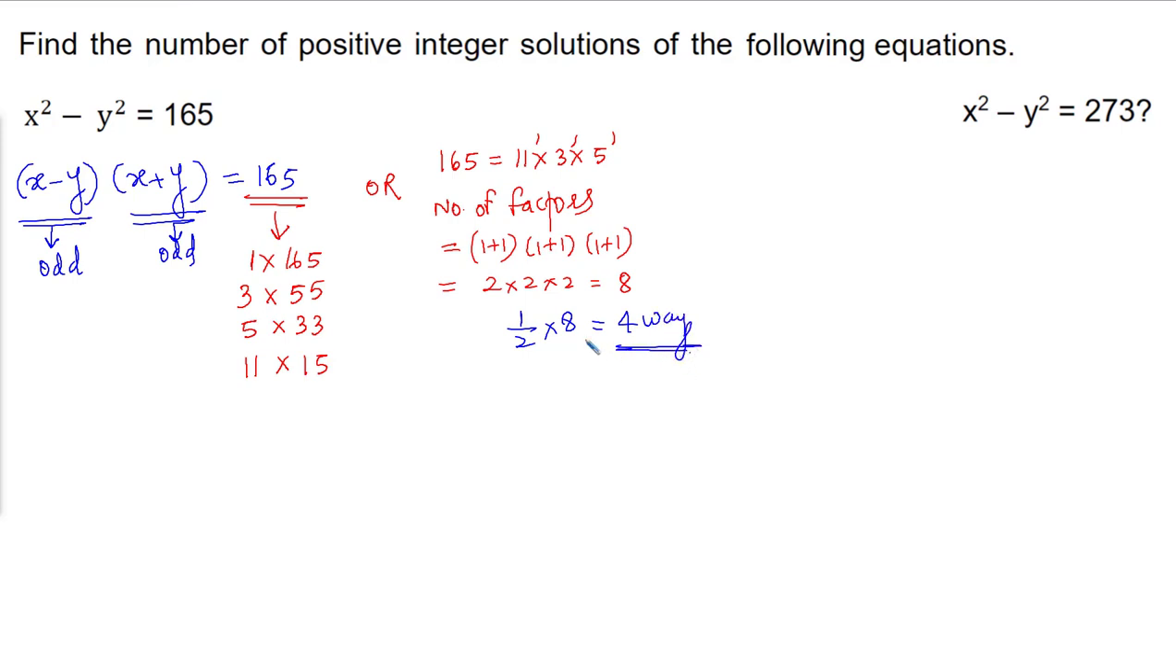Likewise, we can express 165 as a multiplication of two odd numbers in how many ways? In 4 ways, because 165 itself is an odd number. There is no even number which is a factor of 165, so in every way both numbers are going to be odd numbers only.